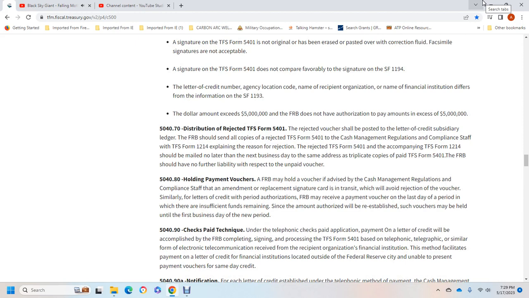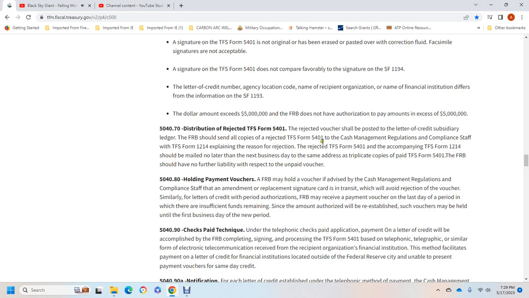5040.70, distribution of the rejected 5401. The rejected voucher is not posted to the letter of credit subsidiary ledger. The Federal Reserve Bank should send all copies of the 5401 to the cash management regulation compliance staff with Form 1214 to explain the reason for the rejection. The rejected Form 5401 with the Form 1214 should be mailed no later than the next business day to the same address, with triplicate copies of the 5401. The Federal Reserve Bank should have no further liability with respect to the unpaid voucher.